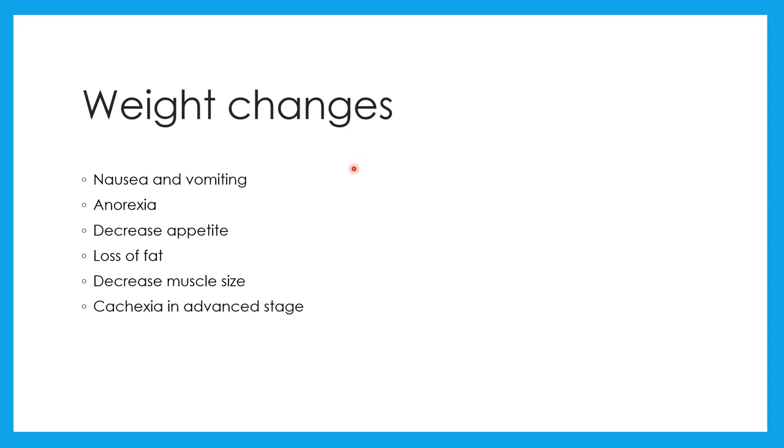Weight changes, of course. In fact, in any establishment where people with heart failure will be managed, the weighing scale must be on the ground. Nausea and vomiting can lead to weight changes. Anorexia, they are not eating. Decreased appetite, loss of fat, decreased muscle size, they become cachexic when the heart failure has reached a particular stage, and the massive edema, before lasix is being used, can increase weight.